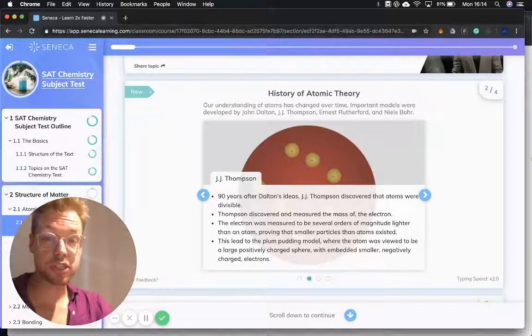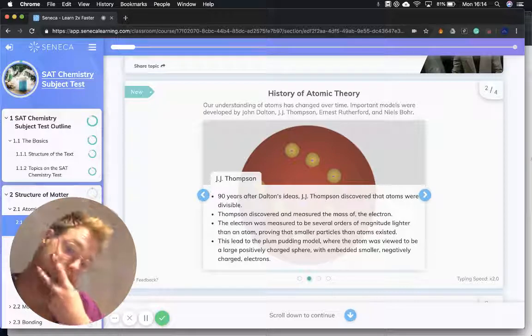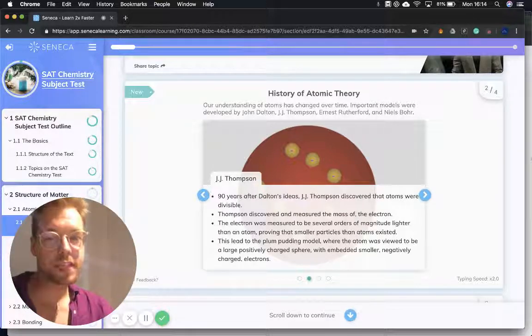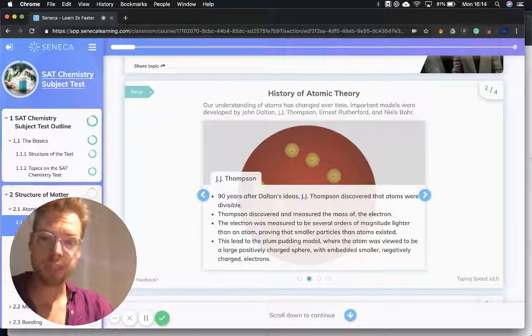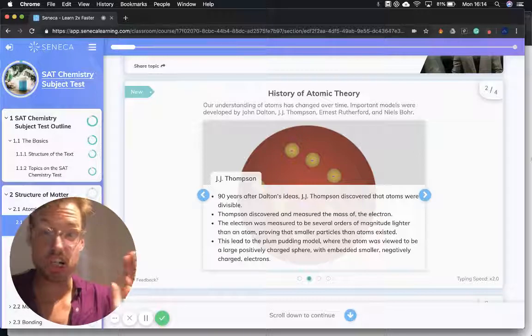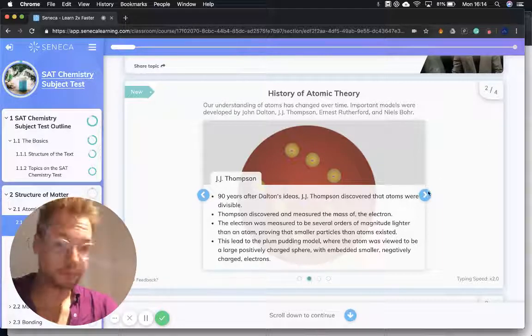The electron was measured to be several orders of magnitude lighter than an atom, proving that smaller particles than atoms existed. How curious. This led to the Plum Pudding model, delicious, where the atom was viewed to be a largely positively charged sphere with embedded, smaller, negatively charged electrons. So the electrons were the plums in the pudding. This is just making me hungry.